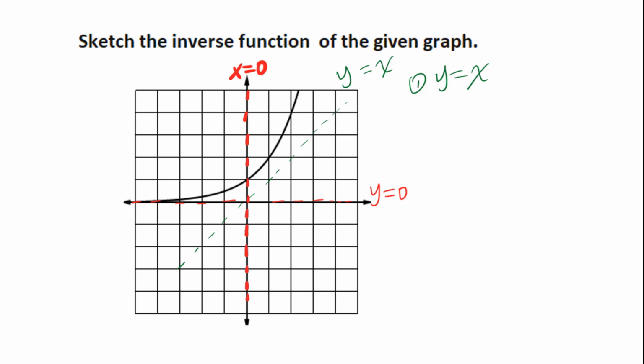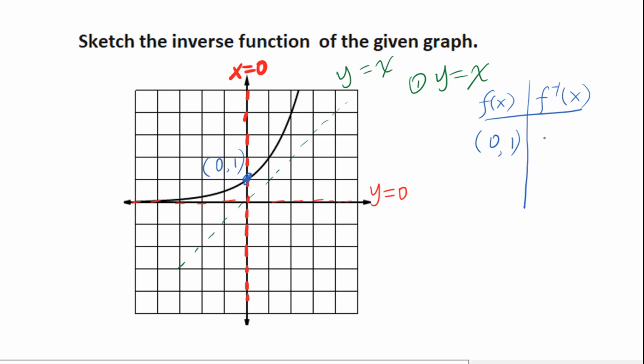Try to get some points on the graph. We have this one, (0, 1). For the inverse, the point will be (1, 0). It's here. Then (2, 4), so we have (4, 2) for the inverse. It's here.